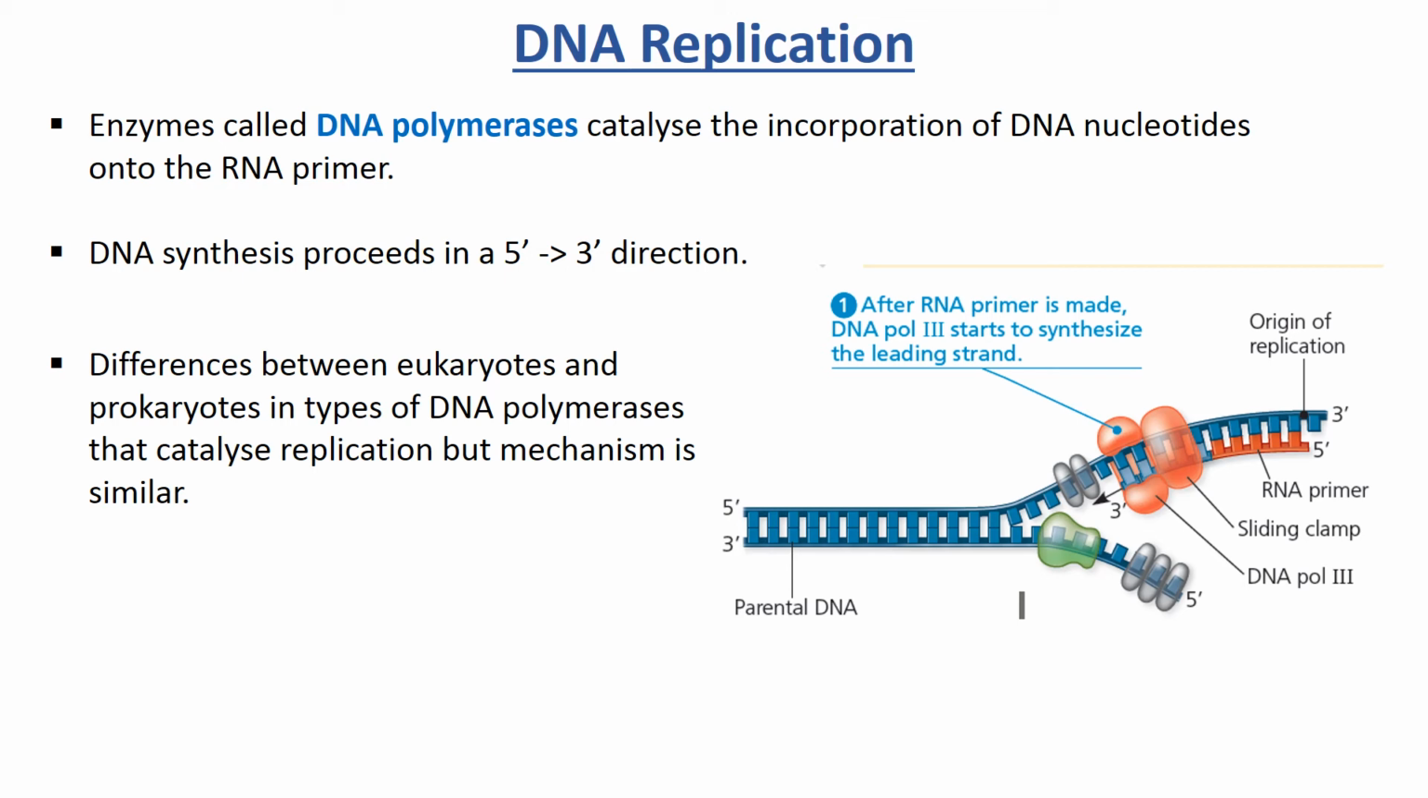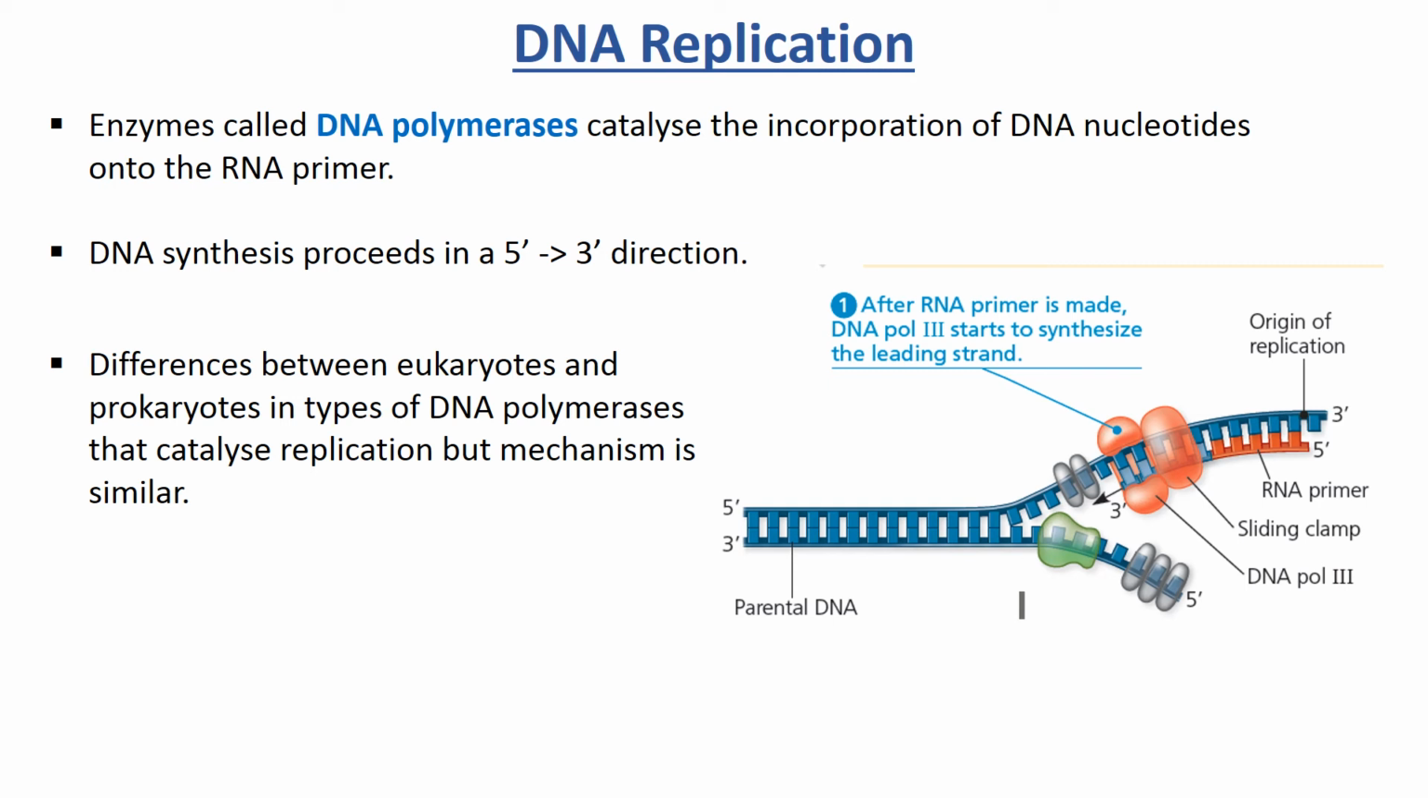Now there are differences between eukaryotes and prokaryotes in the types of DNA polymerases that catalyze replication, but the mechanism is similar. For example, in E. coli, which is a prokaryote, there are several different DNA polymerases, but only 2 appear to play major roles in replication. That is DNA polymerase I and DNA polymerase III. The situation in eukaryotes is more complicated, with at least 11 different DNA polymerases discovered so far. However, just like for prokaryotes, the general principles are the same.